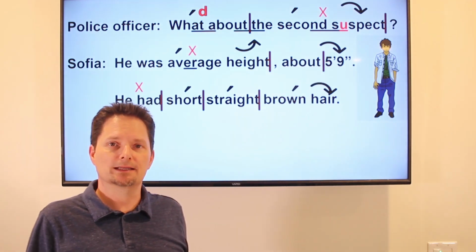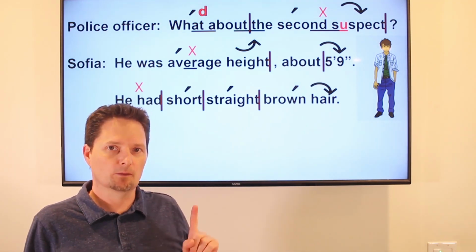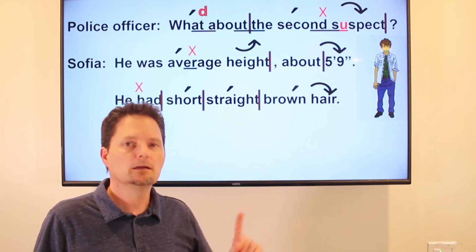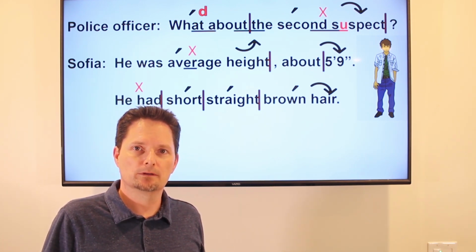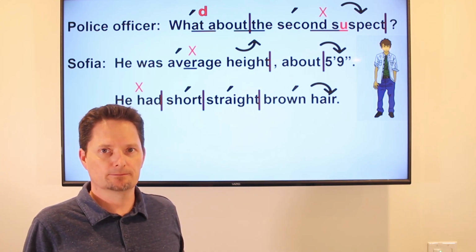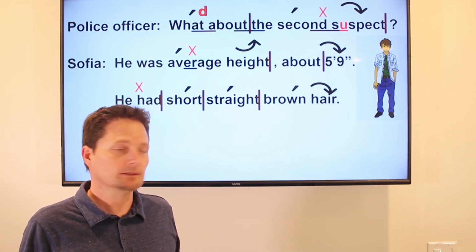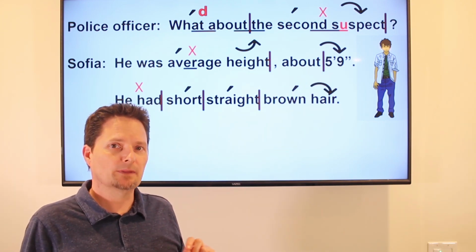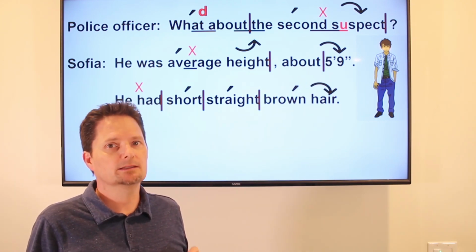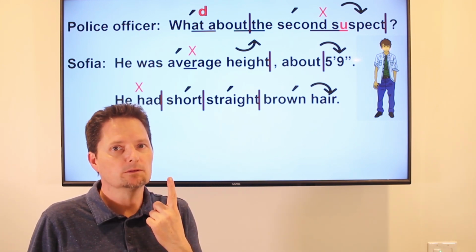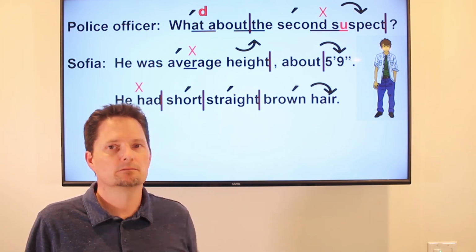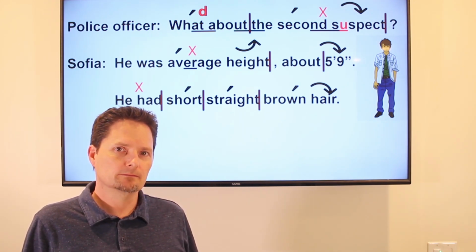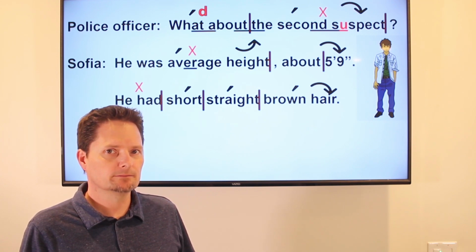Suspect. This is a person. It's a noun. So the stress is on the first syllable. Suspect. Not suspect. Suspect is a verb. This is a noun, suspect. CT, we don't pronounce the T in suspect, so it's a stop T. The tongue comes up. Suspect. What about the second suspect?